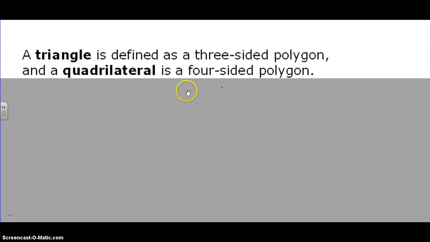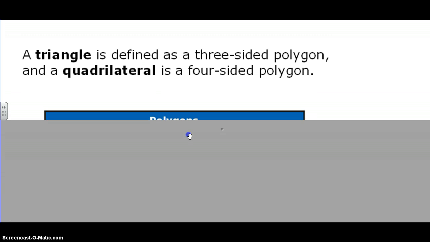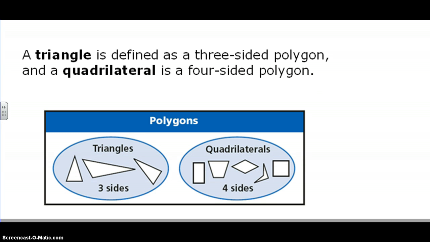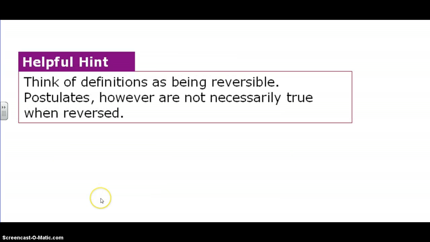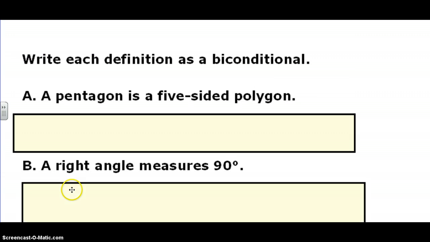So a triangle is defined as a 3-sided polygon, and a quadrilateral is a 4-sided polygon. So we could say if a polygon has 3 sides, then it is a triangle. We can also say if it is a triangle, then it is a polygon with 3 sides. So you see it's a biconditional. Think of definitions as being reversible. Postulates, however, are not necessarily true when reversed.